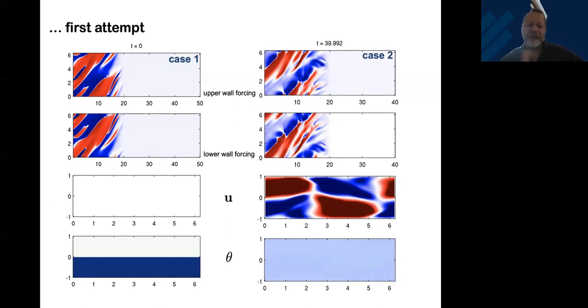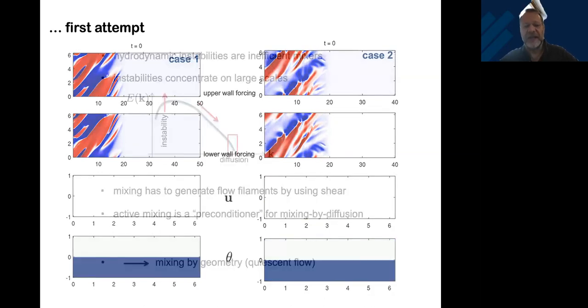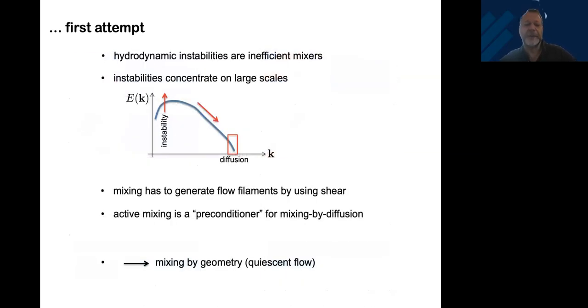So there's a big difference between those two things. One is using an instability, and one is using mixing directly. So I think you all agree that we can actually discard this strategy of using an instability only and targeting that as the part that is doing the mixing. So hydrodynamic instabilities are inefficient mixers.